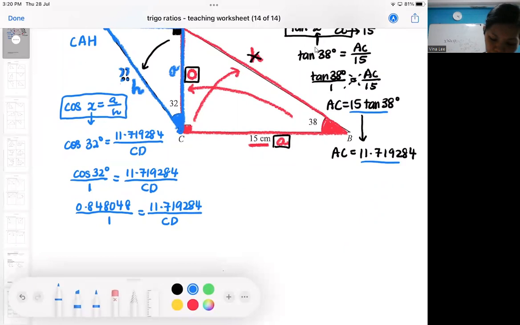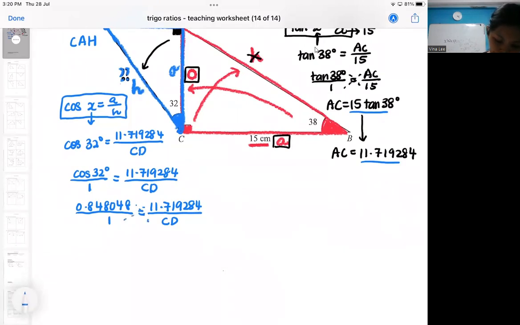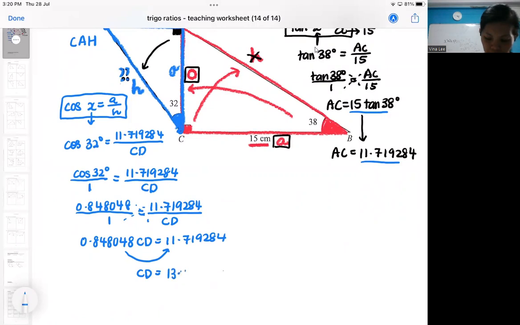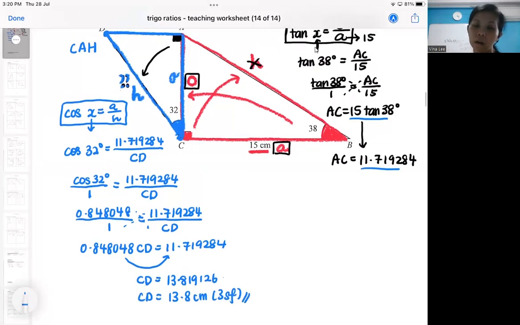Then you go for your cross multiplication. And then you will divide over to find your CD. So again, you are going to get a lot of decimals. So give your final answer as 3SF. Only the final answer will have 3SF. In between, you just have to deal with a lot of decimals.